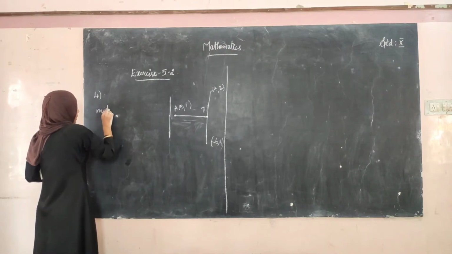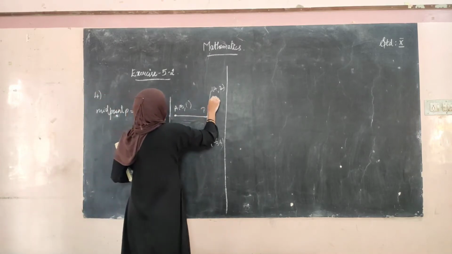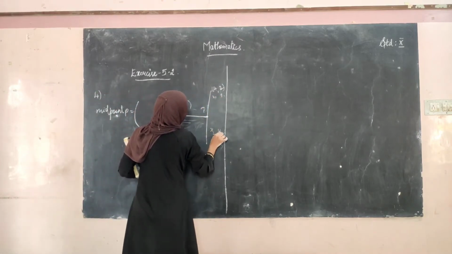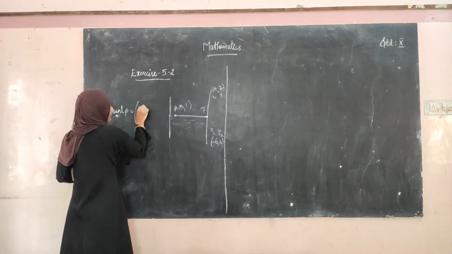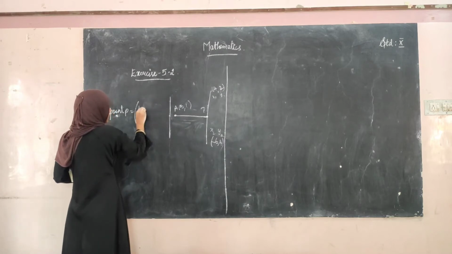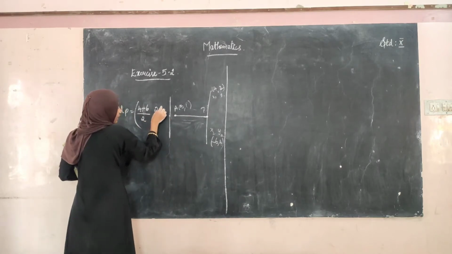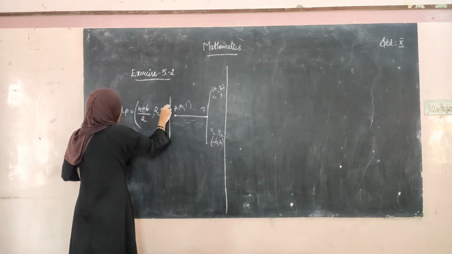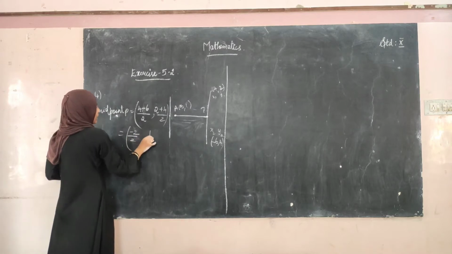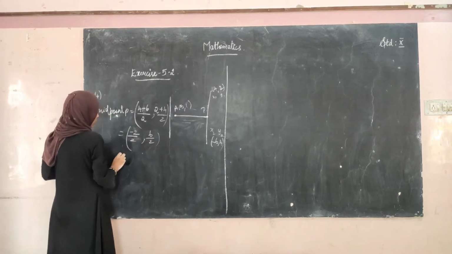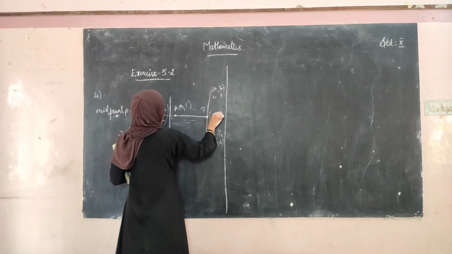So midpoint P is equal to, this is x1, y1, x2, y2. What is the formula? x1 plus x2 divided by 2, y1 plus y2 divided by 2. x1 is 4 plus x2 is -6, divided by 2, y1 is 2 plus y2 is 4, divided by 2. 4 minus 6 is -2 divided by 2, and 2 plus 4 is 6 divided by 2, which is equal to -1, 3. So this point is -1, 3.